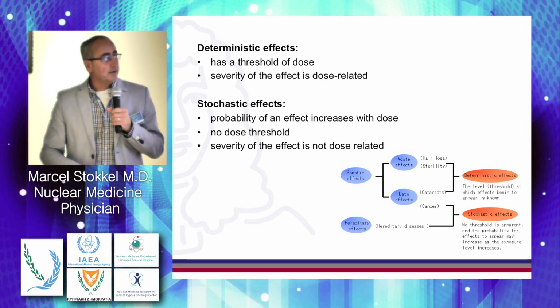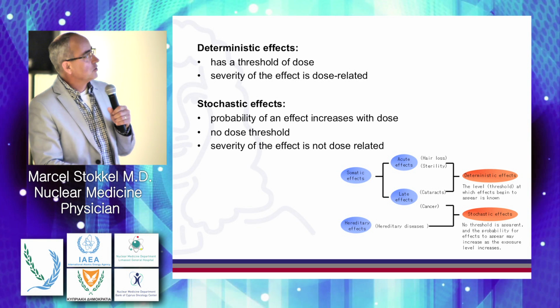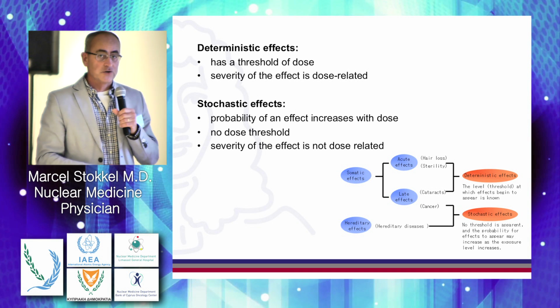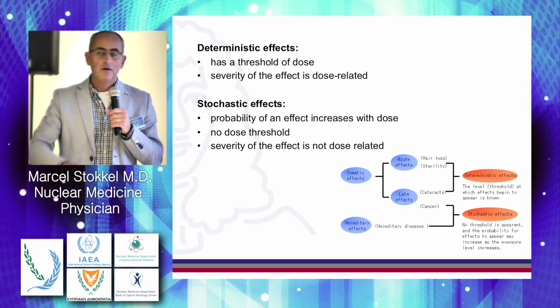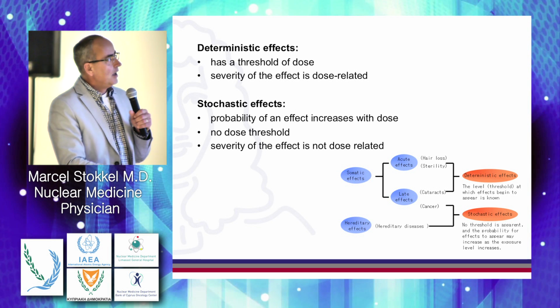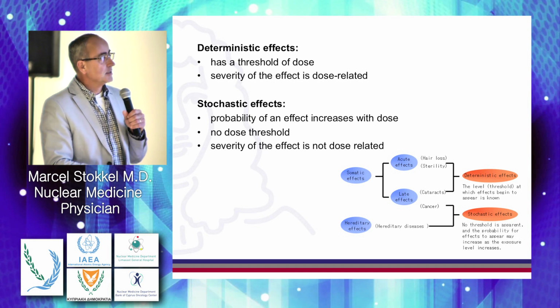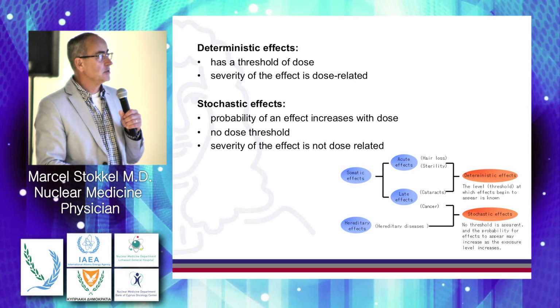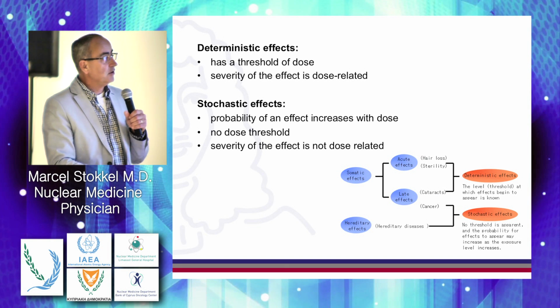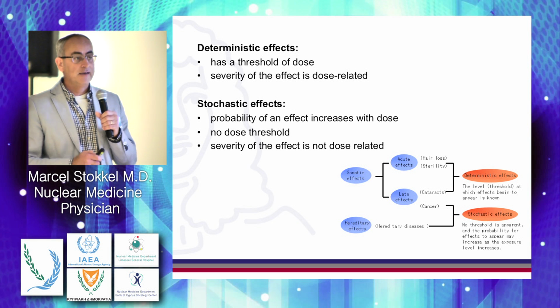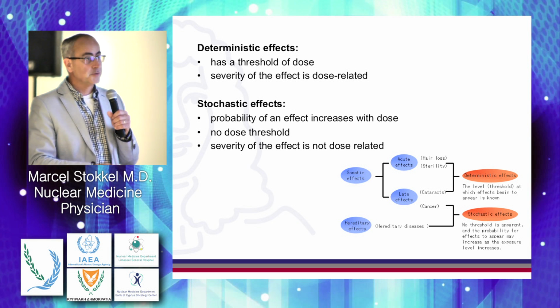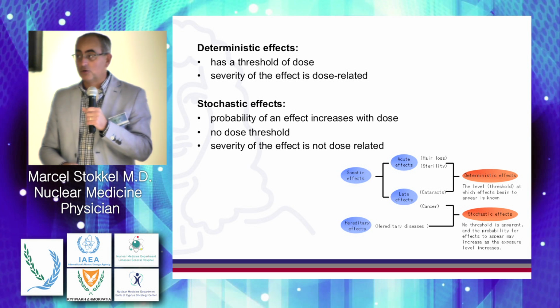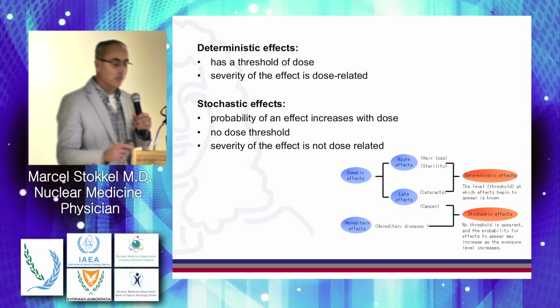Here again, the deterministic effects have a threshold. The severity of the effect is dose-related. The more we give, the more the damage will be. In contrast, for the stochastic effects, the probability of an effect increases with dose. There is no dose threshold, and the severity of the effect is not dose-related. Keep that in mind. But both can be observed in the treatment of thyroid disorders, either benign or malignant.